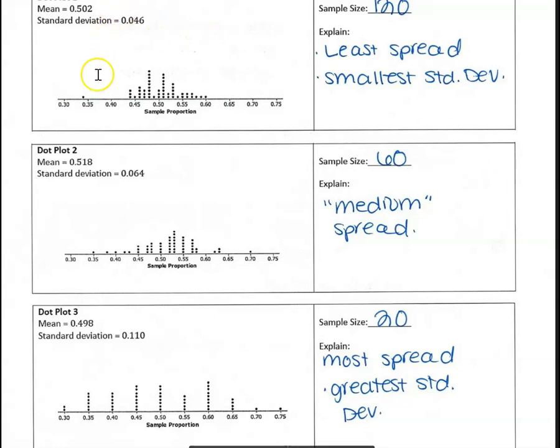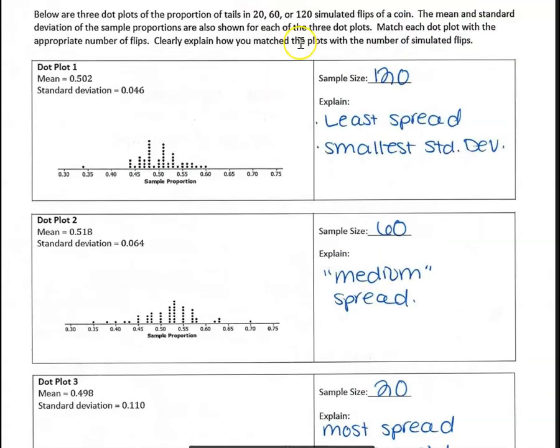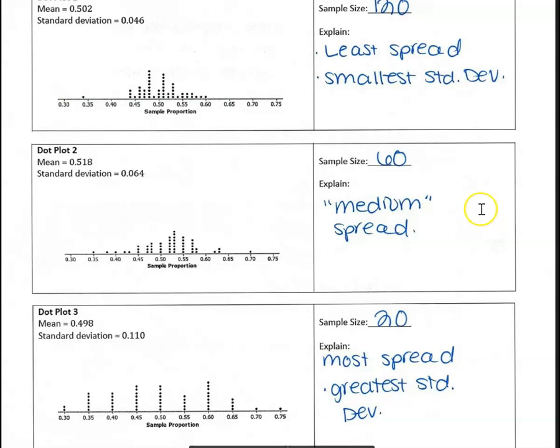So when I compare, obviously the mean is about the same for all of these, but look at the one with the lowest standard deviation. My options are sample sizes of 20, 60, or 120. The one with the smallest standard deviation has to be the largest sample size. So the 120 would go with the first guy. He's got the least spread, it's the tightest here, smallest standard deviation.